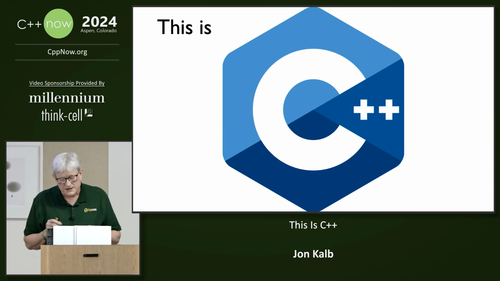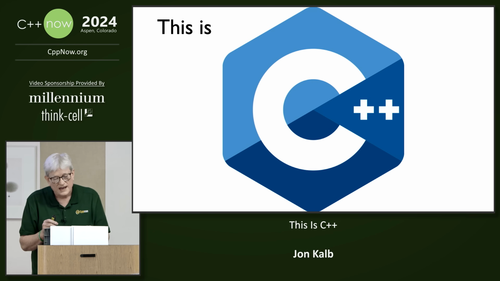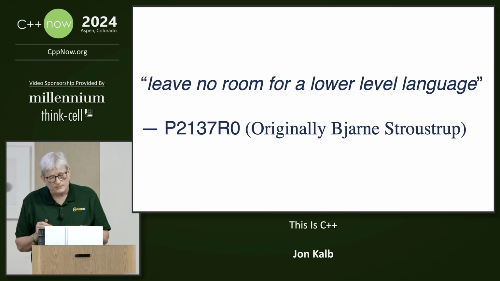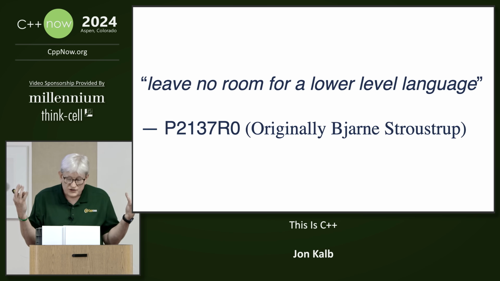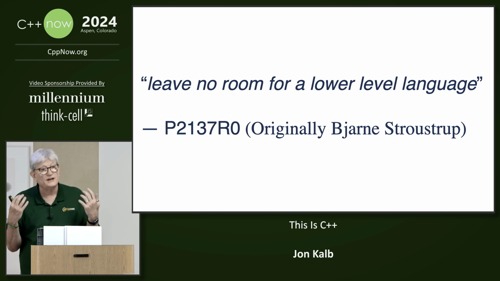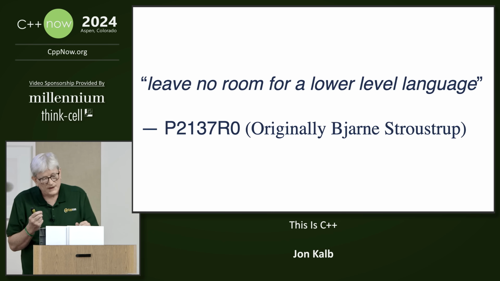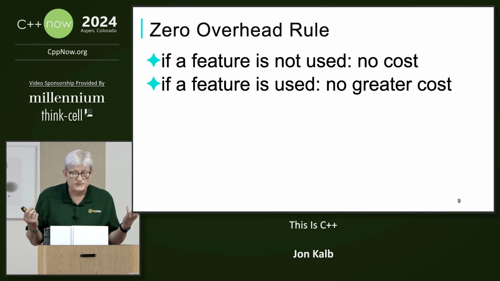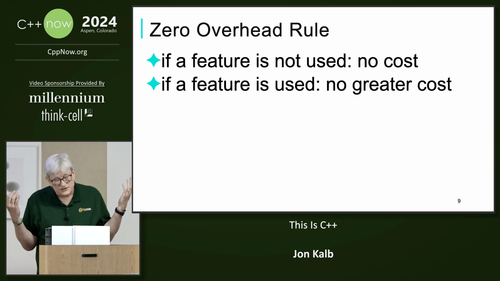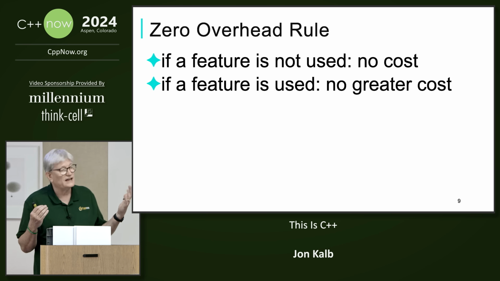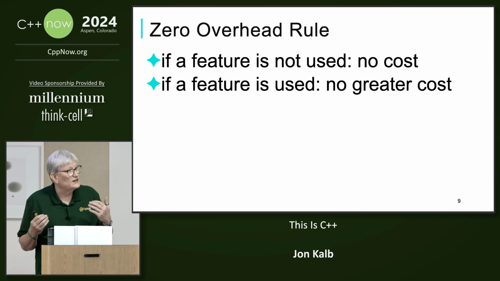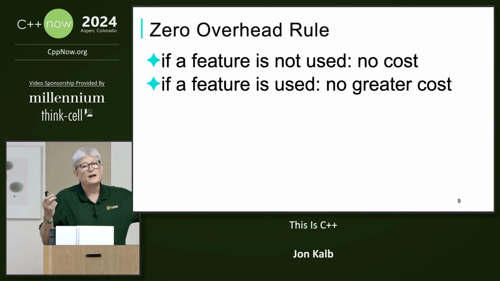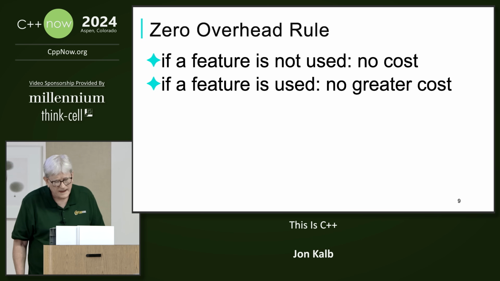Members of the C++ Standards Committee understand that this is what is expected of C++. And the definition of C++ can leave no room for a lower level language. What this means in practice is that although we may add various features to provide us with higher level abstractions, allowing us to reason about code at a higher level, we don't add features that violate the zero overhead rule. Now, this is sometimes misunderstood to mean that added features can have no overhead. That's understandable to think from the name, but that's not what it actually means. What it means is that if a feature is not used, then we have no overhead. If it is used, then the overhead is no greater than what you would have if you had to implement that by hand. All right.